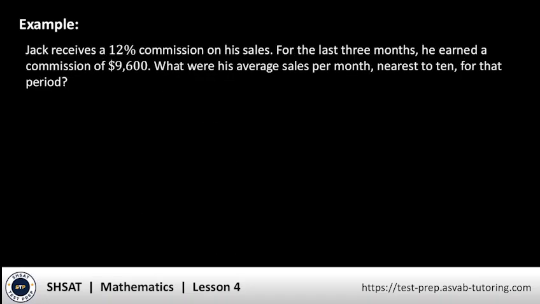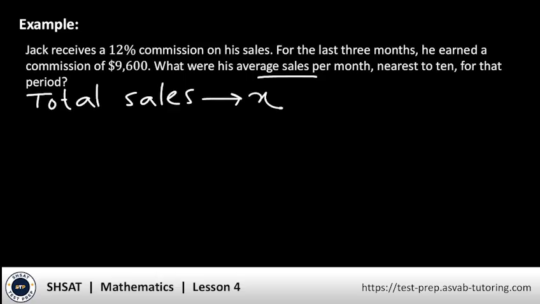Jack receives a 12% commission on his sales. For the last 3 months, he earned a commission of $9,600. What were his average sales per month nearest to 10 for that period? Okay, so the question asked for the average sales. Let's first figure out the total sales, okay? So let's say the total sales is X. Let the total sales be X.